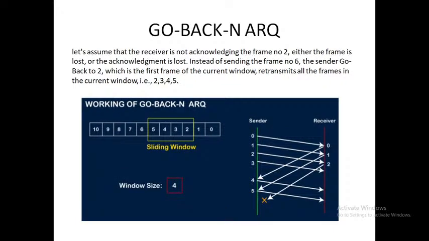Now the problem arises: suppose you are sending some frame and the acknowledgement is not received. Suppose frame number 2 you have sent. Just like for 0 you received the acknowledgement, and for 1 you received the acknowledgement, then 4 and 5 have been sent subsequently, but for frame number 2 you have sent it but you have not received the acknowledgement. So what is the scenario in that case? In that case the scenario is like this.